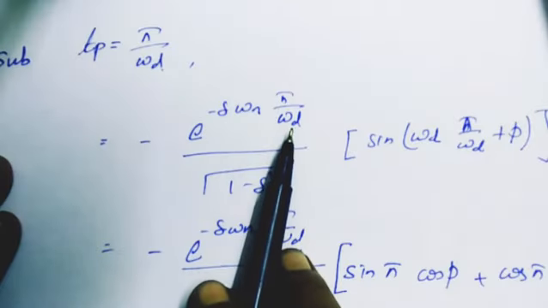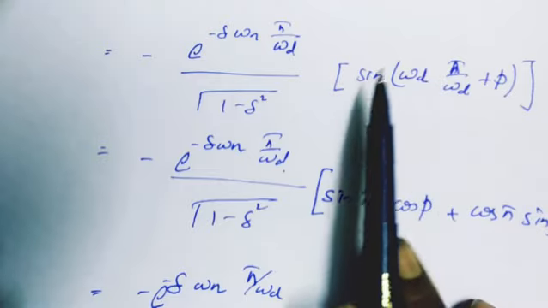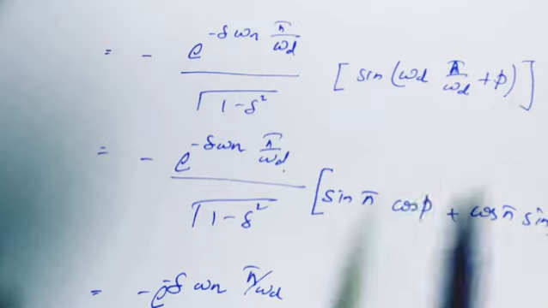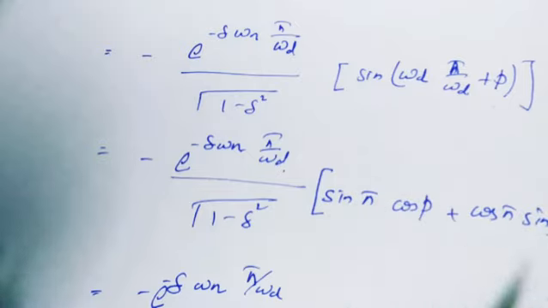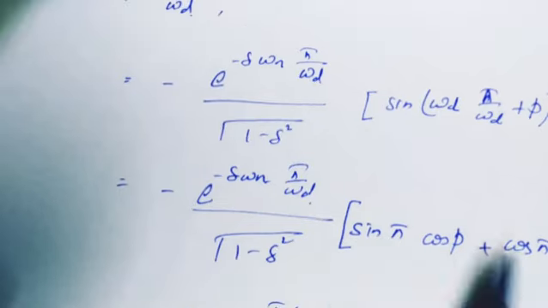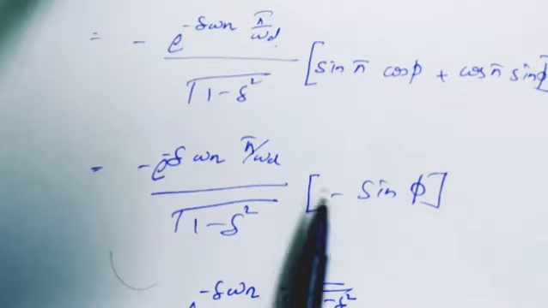Substituting pi divided by omega d for Tp, omega d will get cancelled. Sin of (pi plus phi) we'll have after that. So it is in the sin(A plus B) form: sin A cos B plus cos A sin B. In that, the value of sin pi is 0, so this term will become 0. And here the value of cos pi is minus 1, and we'll have minus sin phi here.